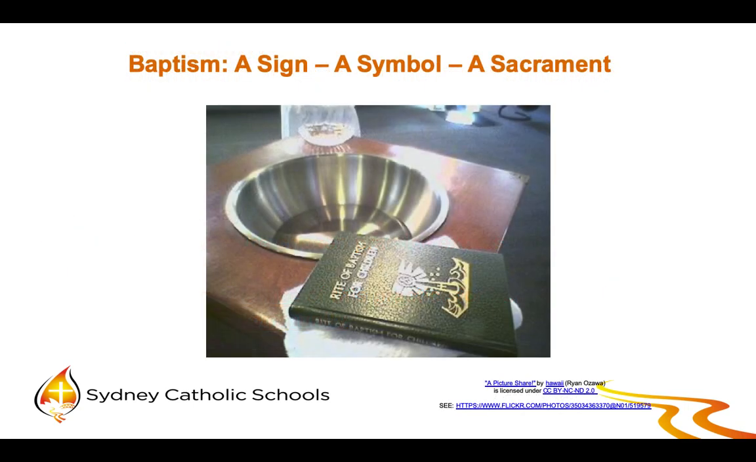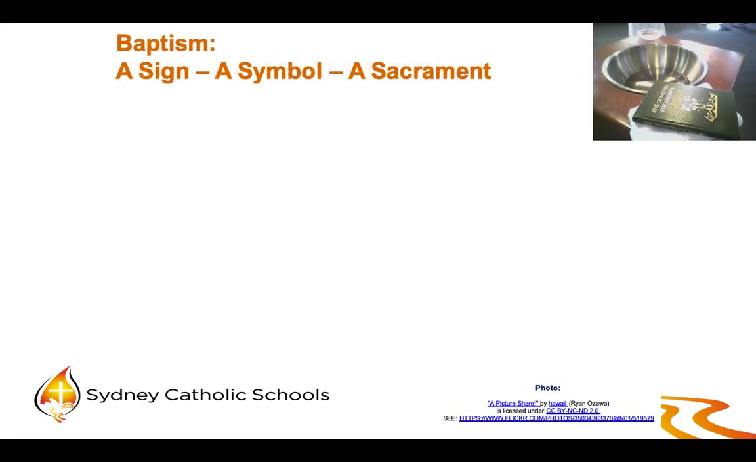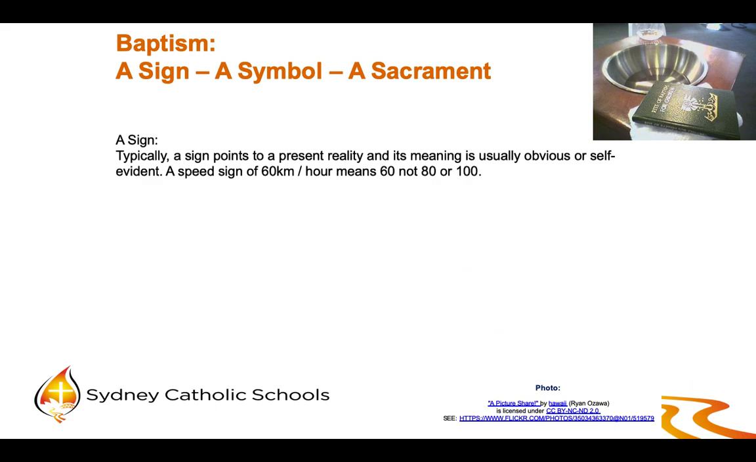So we look at baptism as a sign, a symbol, and a sacrament, with the notation that not all Christian variants will see it as a sacrament. A sign typically points to a present reality, and its meaning is usually obvious or self-evident. For example, a speed sign of 60 km per hour means 60, not 80 or 100.